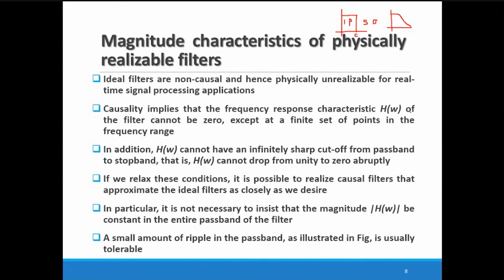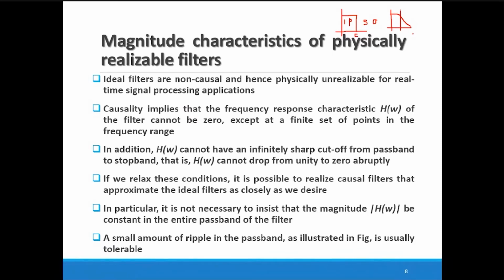So if we relax this condition, it is possible to realize causal filters that approximate the ideal filters as closely as we desire. So what happens when we relax this condition? First, the response will not need to be 0 for some band of frequencies. Another is that we are allowing some ripples in the stop band.